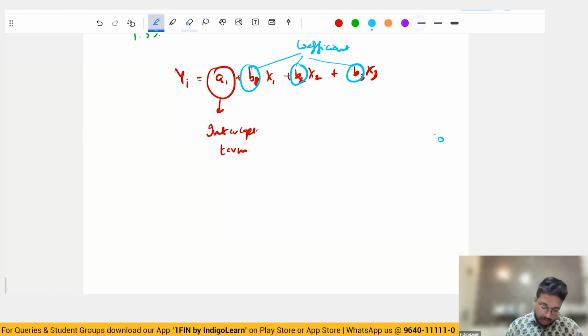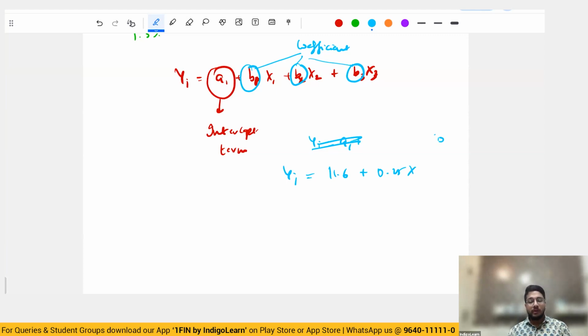Okay. Now let's say I'm just taking simple or linear regression first, then I'll go to multiple. Yi equals 11.6 plus 0.25x, right? Now my question to you is, what is the meaning of this 0.25? What does this 0.25 indicate over here?